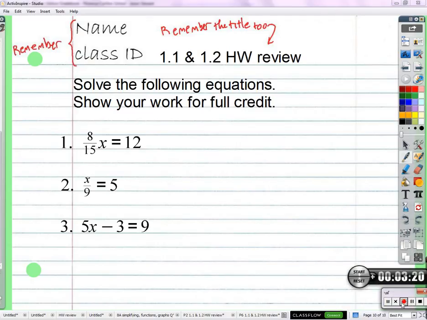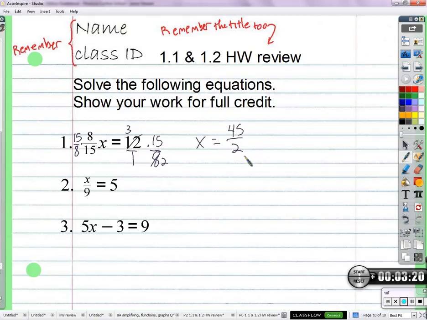You do 15 over 8 times 8 over 15. Perfect. Which is 1. It doesn't really matter what it is over what. It's 1. And then you do that to the other side. So we get x equals, well, let's see, 8 and 12 have a common factor of 4. 2, 3, so 15, so 45 over 2. This is about 20. 22 and a half.